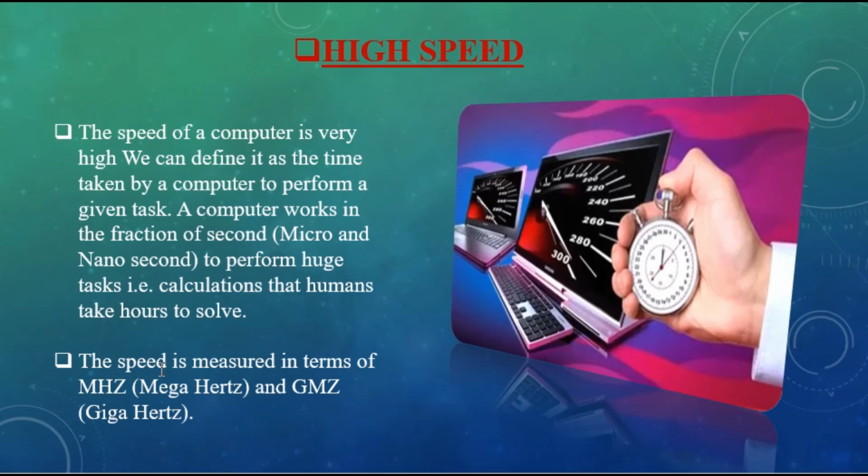High speed. Unlike human beings, computers are very high in speed. What do I mean? Computers can perform a given task within a very short time, a fraction of a second, that is a micro or nanosecond. It can perform a large number of tasks in a very short time. Compared to human beings, we always get tired and we spend a lot of time even calculating simple calculations. In computing, speed is measured in terms of megahertz, gigahertz, and so on.